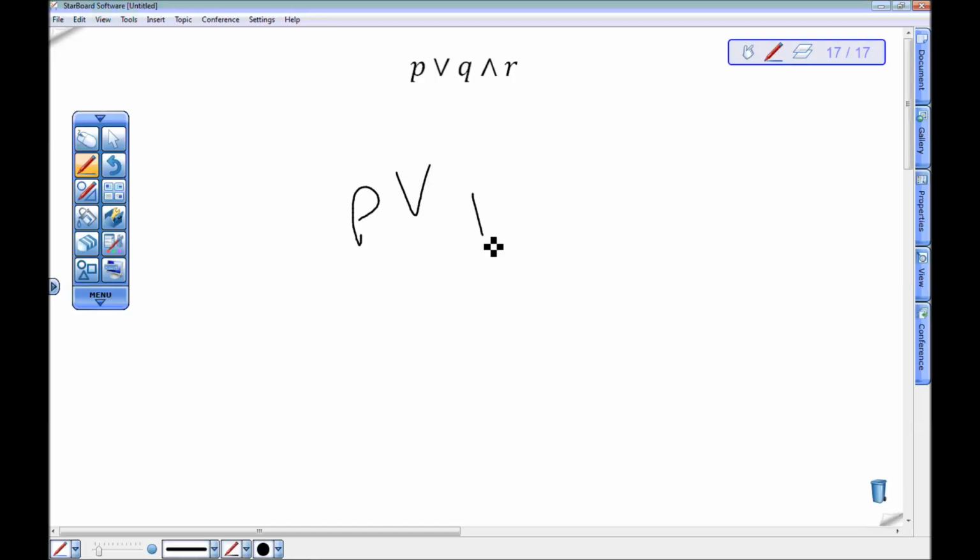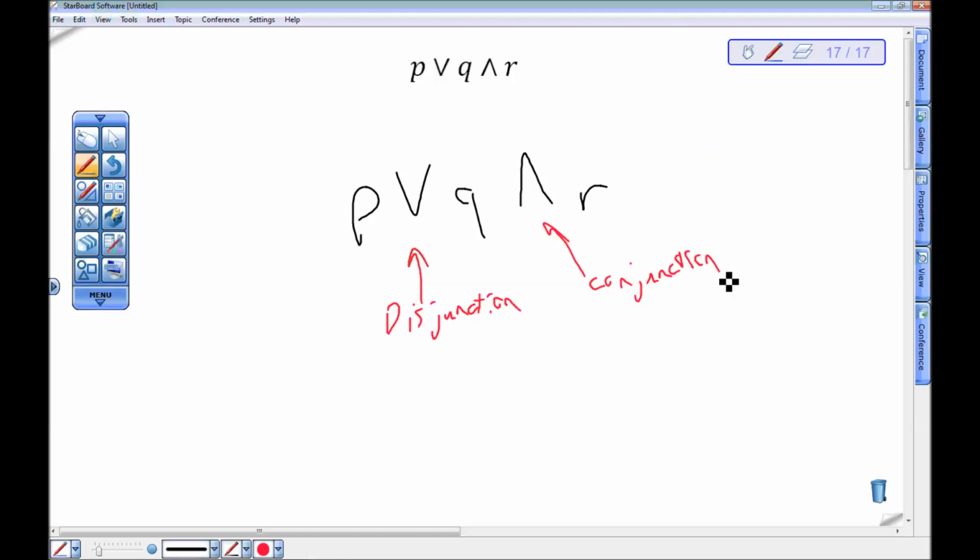Here I have P or Q and R. When I look at the order of operations, disjunction, which is or, and conjunction, which is and, both have the same power. However, I don't know which one I should do first. These are meaningless. I don't have enough information. You have to give me parentheses around either the P or Q or the Q and R in order for me to do this. I don't know if I'm supposed to do the disjunction or the conjunction first, so I can't figure out the values of this. I can't work with this.